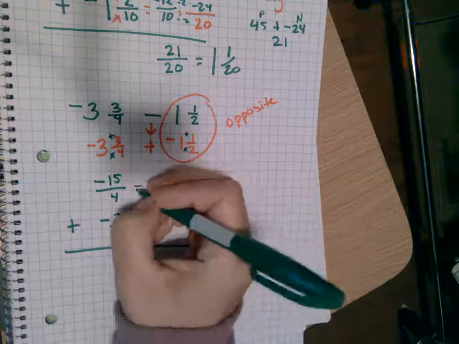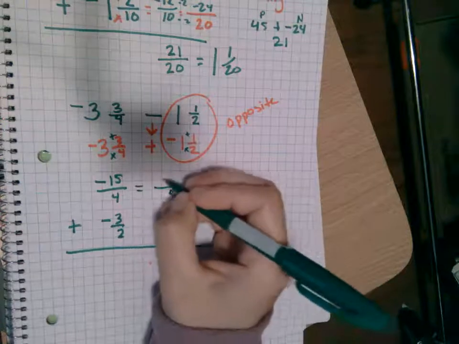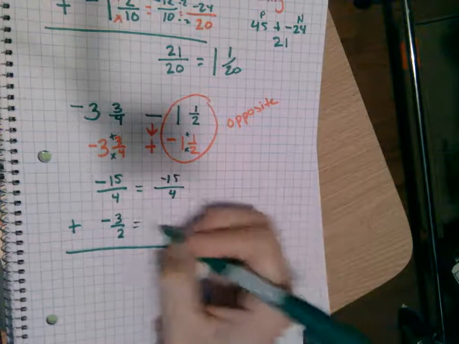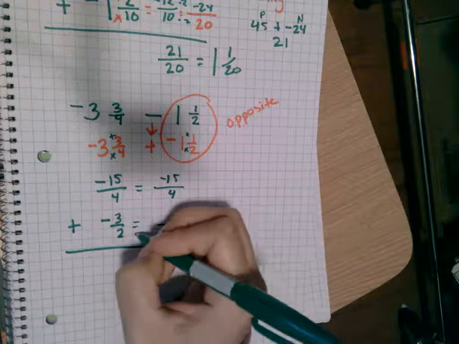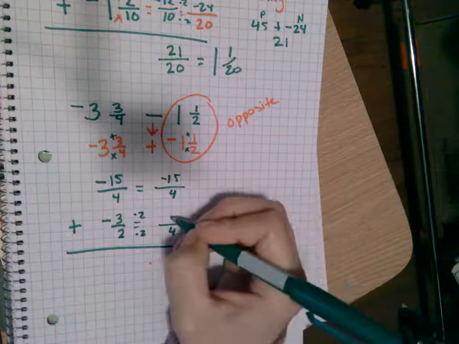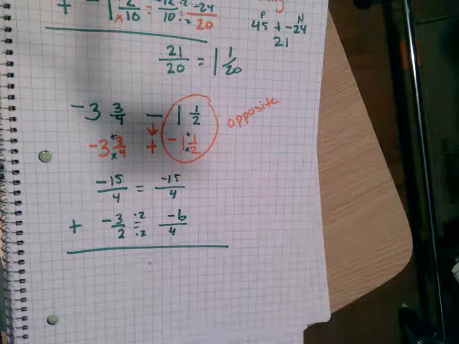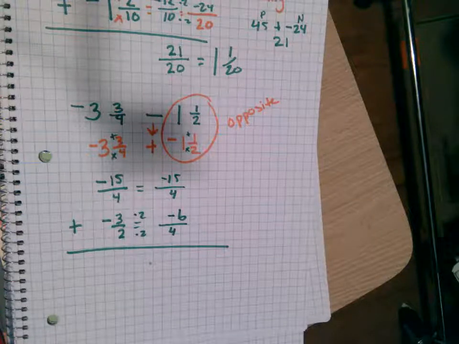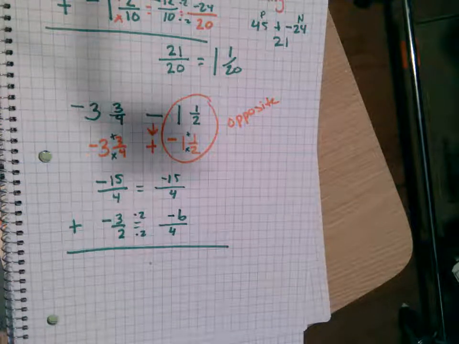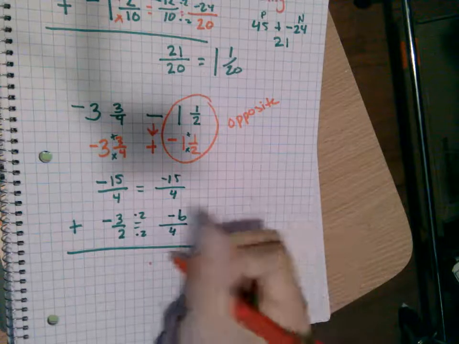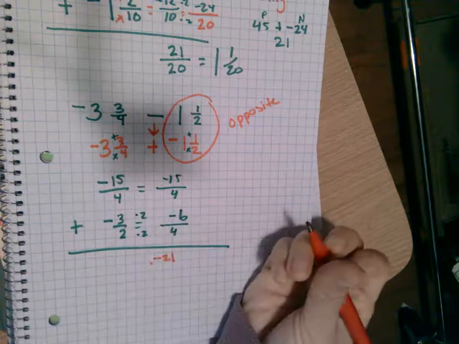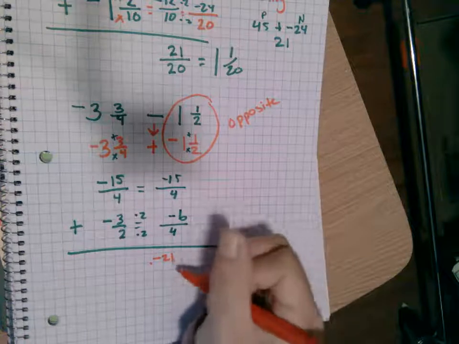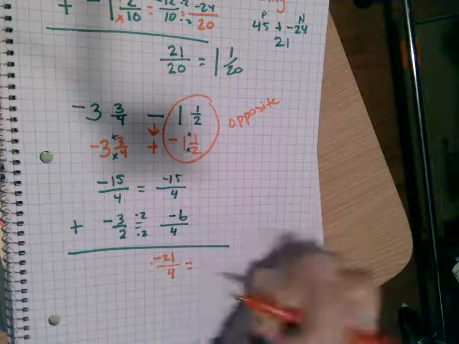All right, so what's our common denominator? It's going to be 4, right? So this one doesn't change at all. This one is times 2, times 2, so that's negative 6. So that gives me negative 21, right? Negative 15 plus negative 6 is negative 21 over 4.